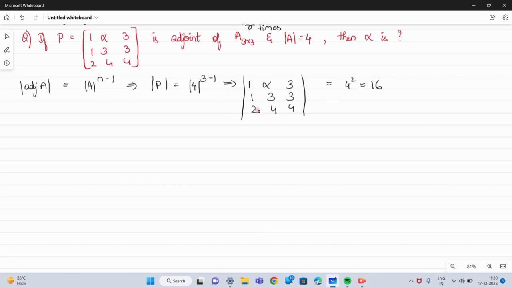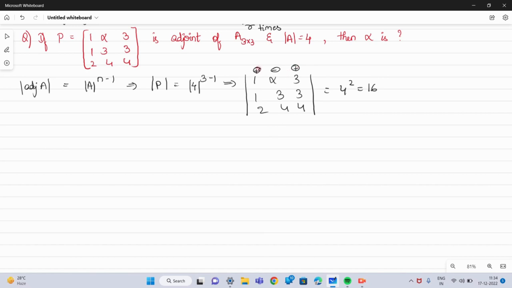So, how to find the determinant of a 3 cross 3 order? Take the alternating plus and minus signs. So it becomes plus 1 into hide its corresponding column and corresponding row. Then take the determinant of the remaining entries, which is 12 minus 12, which is 0. Take minus alpha and again hide its corresponding row and column. Take the determinant of the remaining entries, which is 4 minus 6, minus 2.